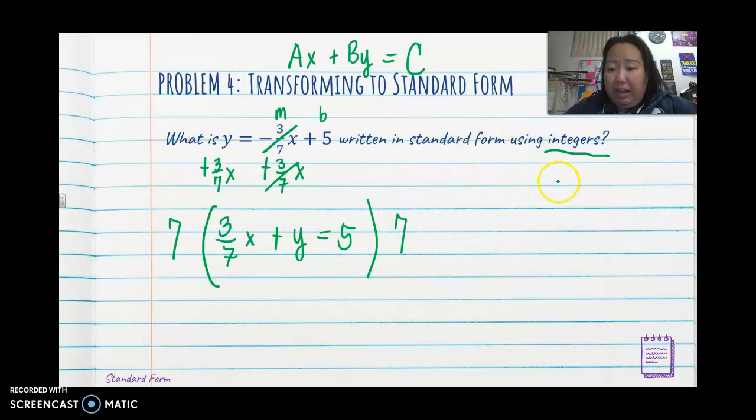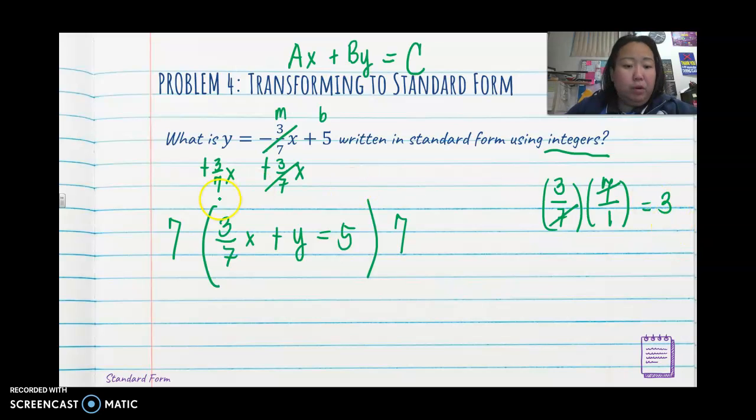So if you have on this side, I'm going to be working on it, okay? 3 over 7 times 7, which is the same as 7 over 1, okay? This will cancel out, and you will only be left with 3. Make sense? You don't have a denominator anymore. So this denominator will get canceled, and so you have 3x now, okay? That is when you multiply 3/7x.